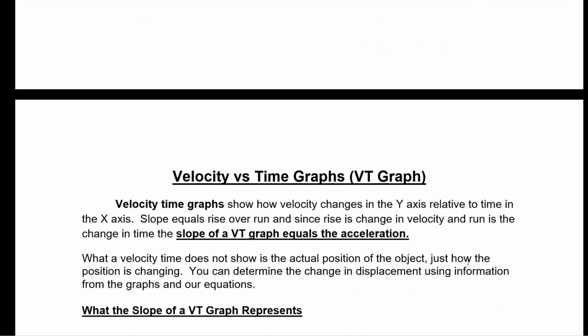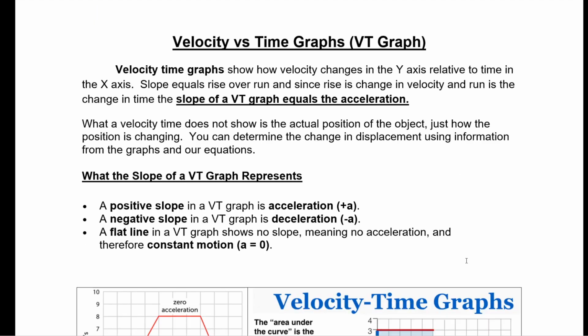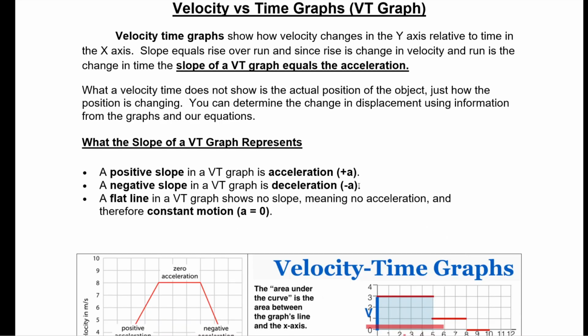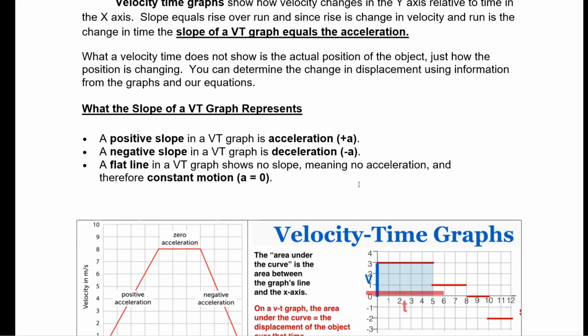All right. So moving on to velocity versus time graphs. Velocity time graphs show how velocity changes in the y-axis relative to time in the x-axis. Slope of these is rise over run again. Since rise is change in velocity and run is our change in time, the slope of a VT graph equals the acceleration. What a velocity time graph does not show is the actual position of the object, just how position is changing. You can determine this change in displacement using the information from the graph and our equations.